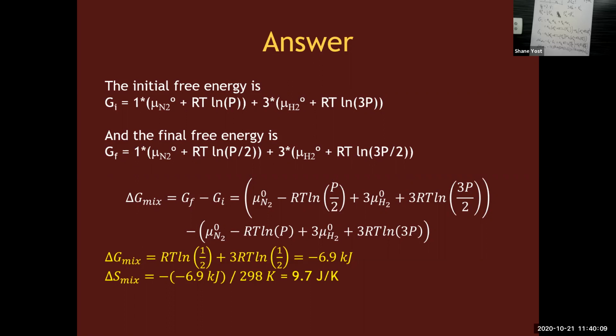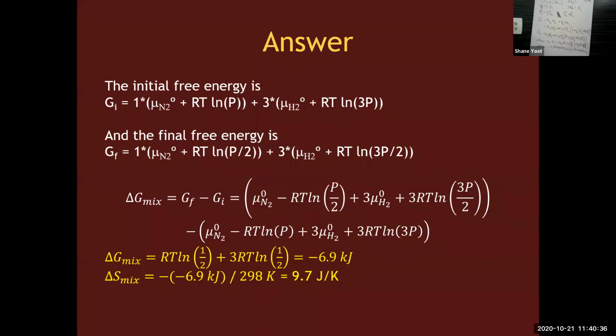So R is given in joules. I didn't write out the numbers here, but R is given in joules and temperature in Kelvin. Basically 8.314 times 298, and the logarithm of 1/2 is the negative logarithm of 2, which is 0.69. If you multiply all that out, you'll get something like 6,900 joules.